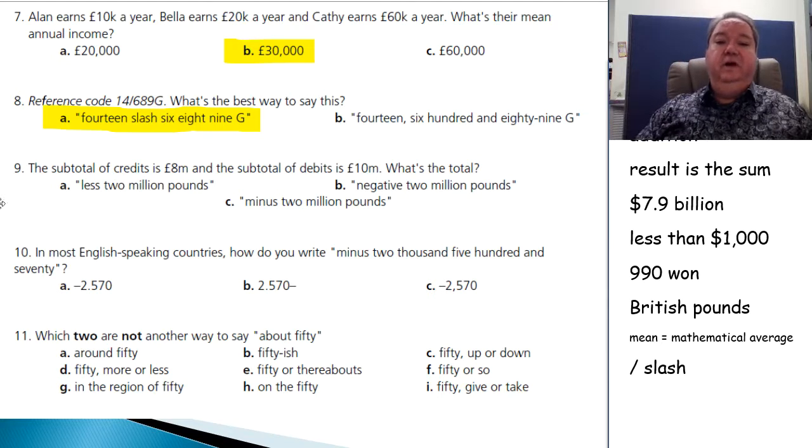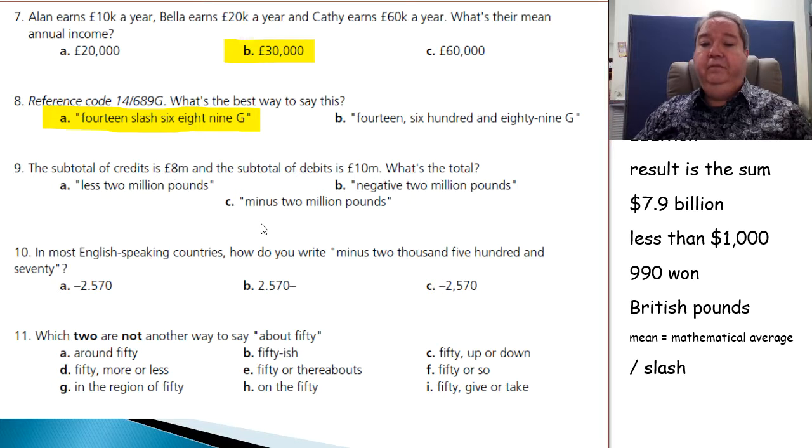The subtotal of credits is £8 million, and the subtotal of debits is £10 million. What's the total? Credits, that's positive. Debits, that's negative. What's the total? Minus £2 million.